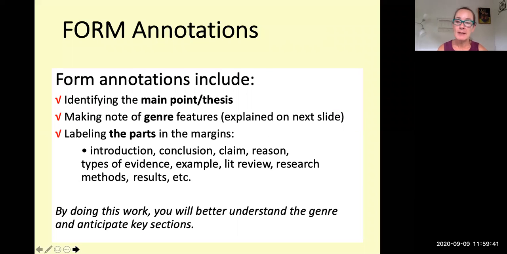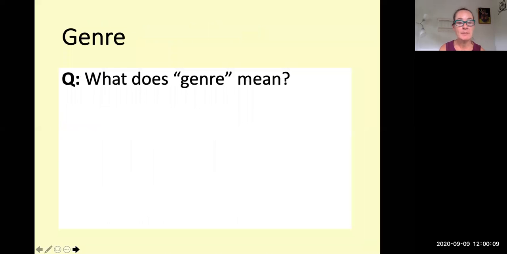The second type of annotating is form annotations. Form annotations include identifying the main point or the thesis, making note of genre features, which we'll talk about in the next slide, and labeling the parts in the margins, like the introduction, the conclusion, if there's a claim or a reason, or types of evidence, or examples, or a literature review, or research methods, or results if it's a lab report. By doing this work, you will better understand the genre and anticipate key sections.